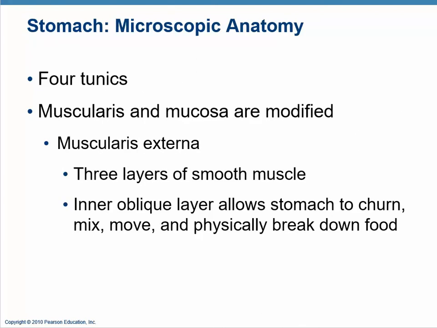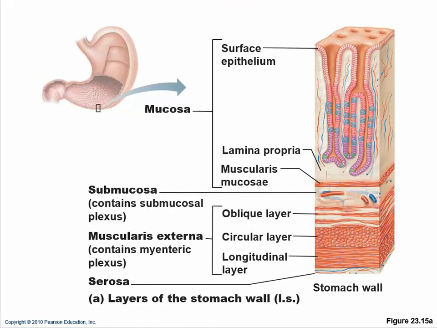Again, there's the 4 tunics. The mucosa is special, and the muscularis, I've already said, there's 3 layers, and it's designed for churning. The mucosa is very different than the rest of the digestive system. It is actually formed of these mucosal glands, as it were.